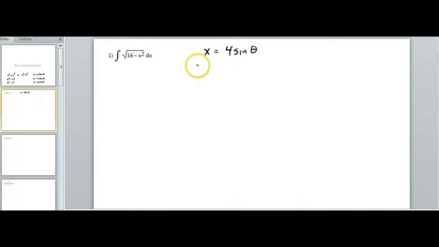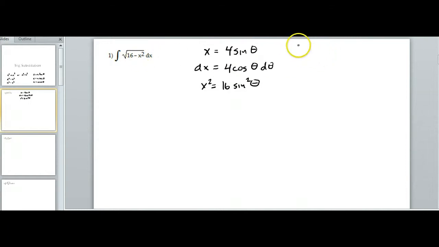Alright, now a couple things that means. One is dx d theta is 4 cosine theta, and then we split it apart, dx over there, d theta here. So dx is 4 cosine theta d theta. Another thing that it means is x squared equals 16 sine squared theta. Okay, and that's what we're going to substitute in right there.